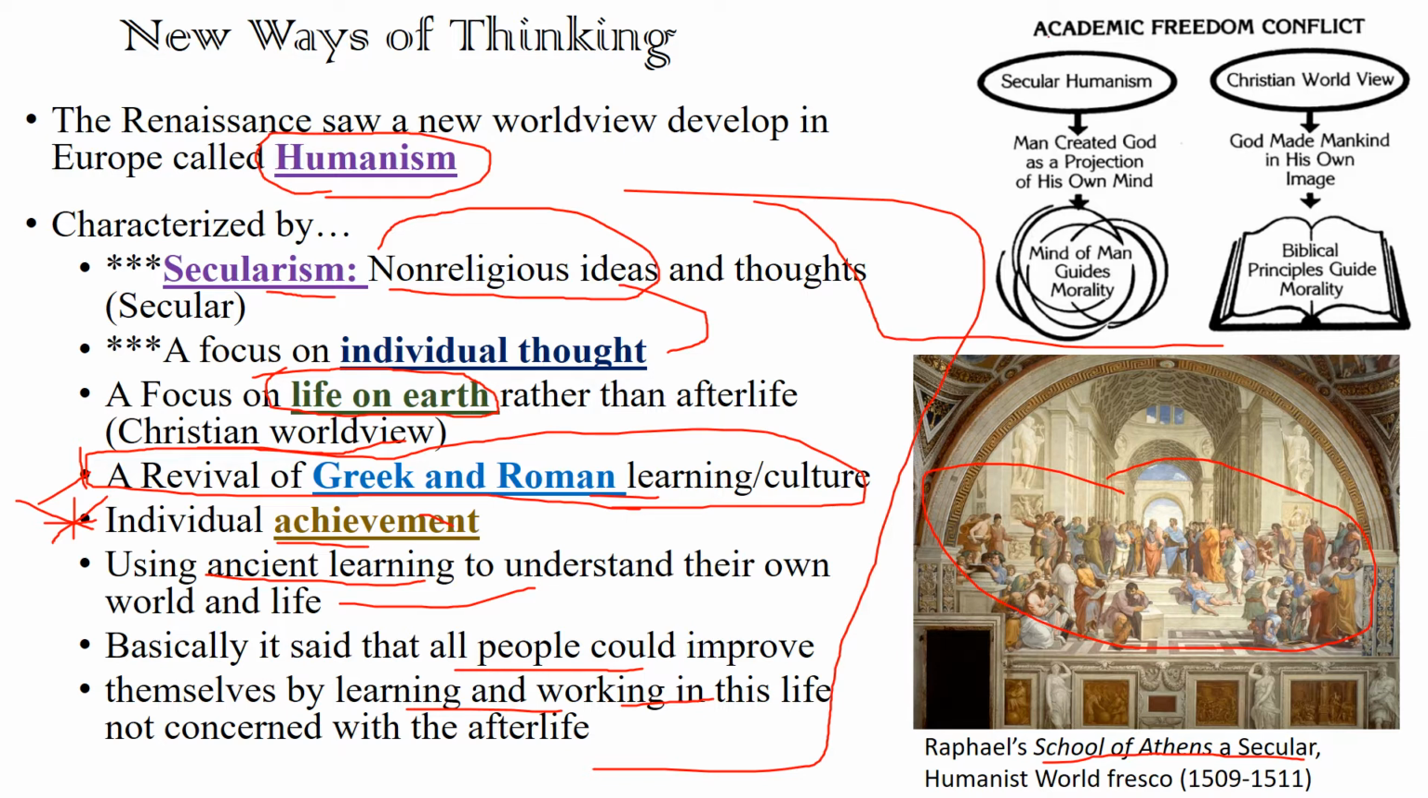So you have this kind of concept of academic freedom, conflict, secular humanism. Man created God as a projection of his own mind, so the mind of man guides morality, where the traditional Christian worldview is that God made mankind in his own image, and we should only follow the Bible and the principles of biblical morality. So there's that kind of difference between these two things.